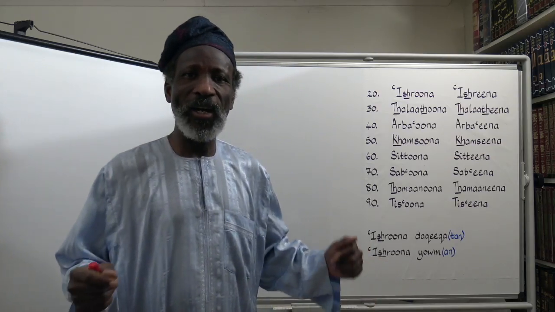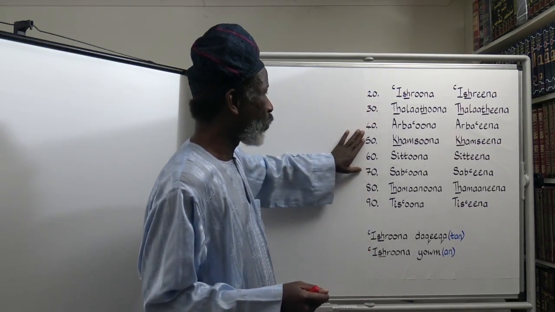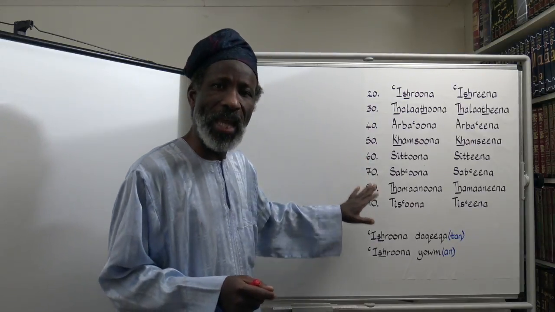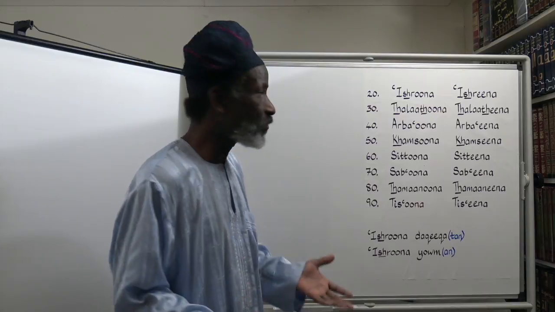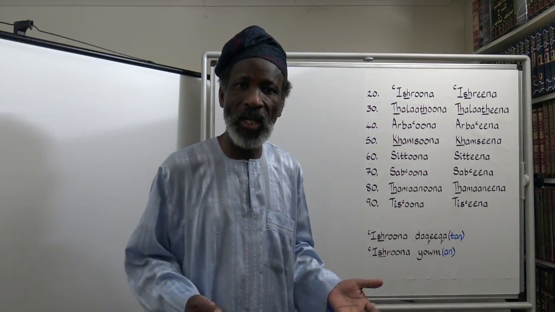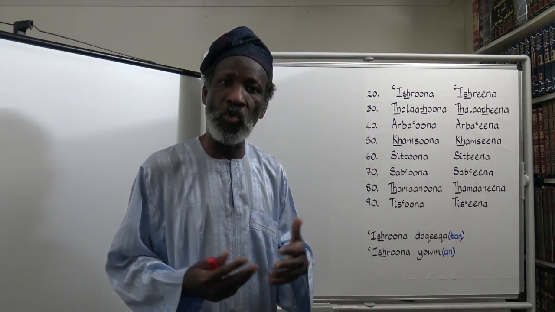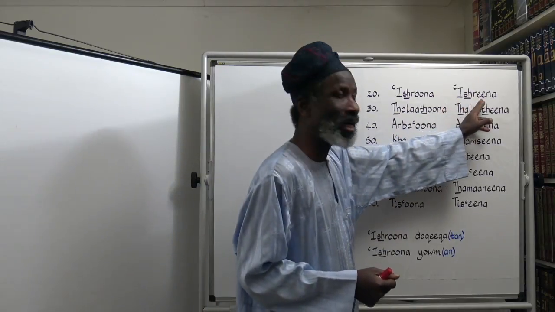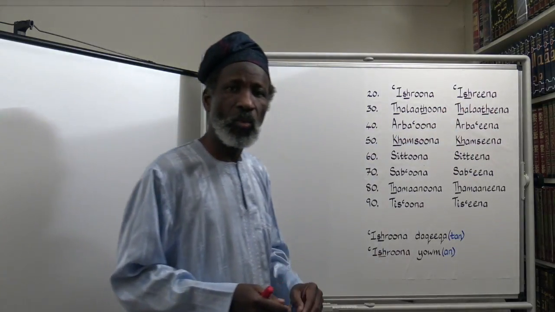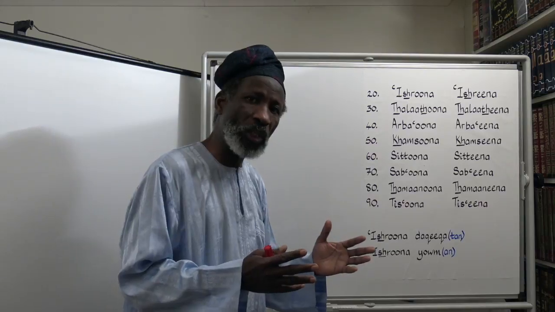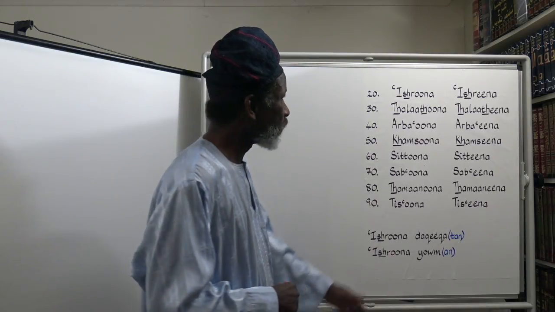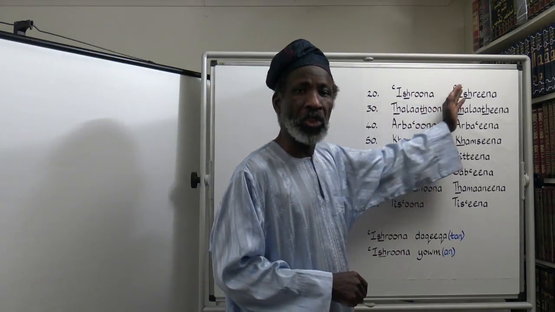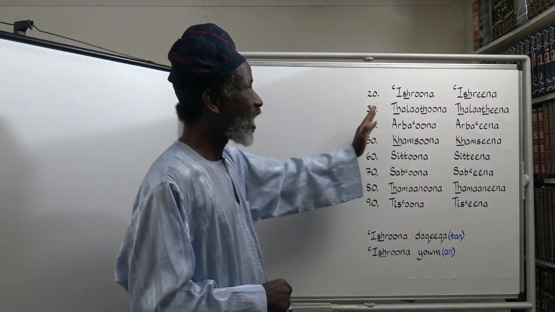Here we are, we have number 20, 30, 40, 50, 60, 70, 80, and 90. We have two versions of them. The first version is عشرون, or it can also come as عشرين. When we use which one, you will know that later on within the series. So عشرون or عشرين, 20.